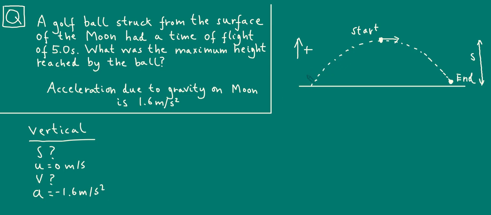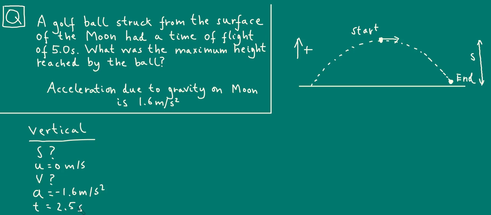Now if the time of flight from the launch point to the end here is 5 seconds, then due to the parabolic symmetry of the trajectory of the golf ball, we know it will take half as long for the golf ball to go from the start, so from the top here, to the end point. So the time taken between start and finish is just 2.5 seconds.